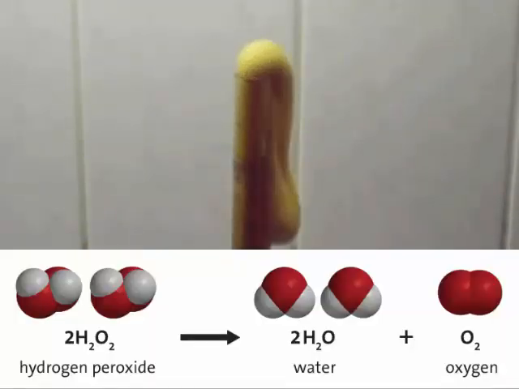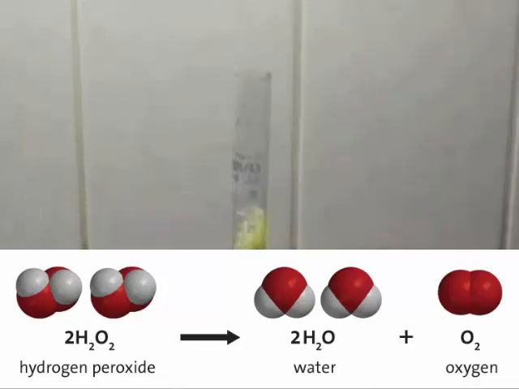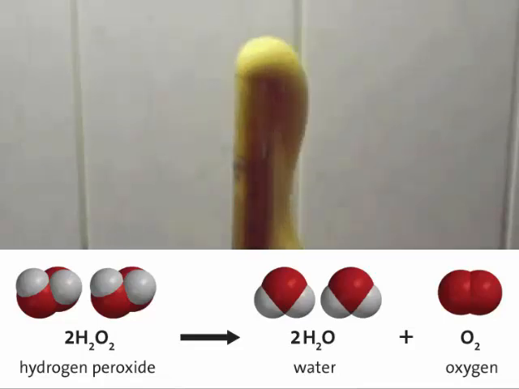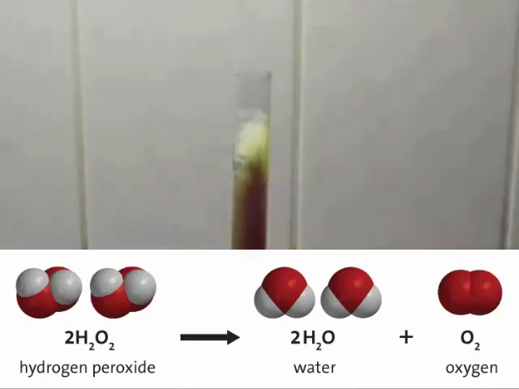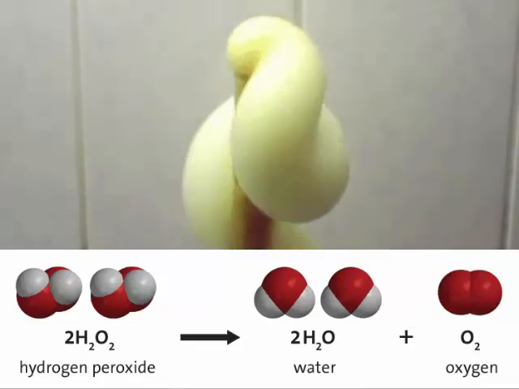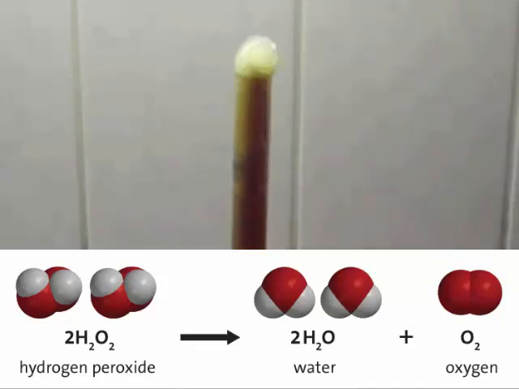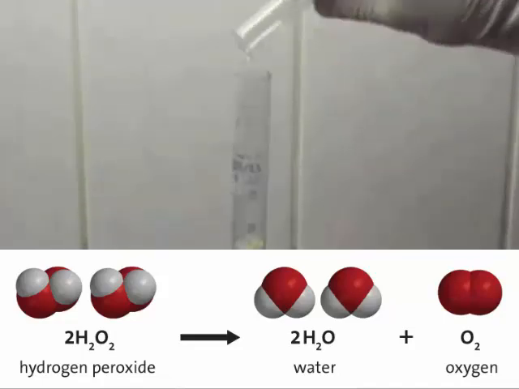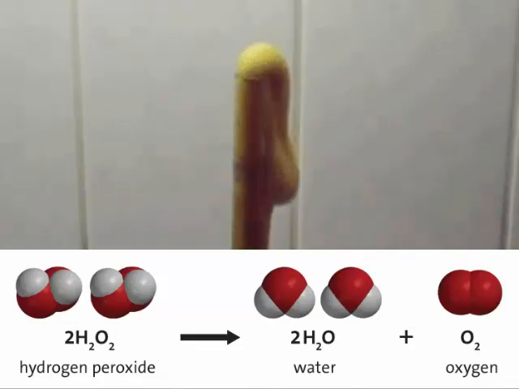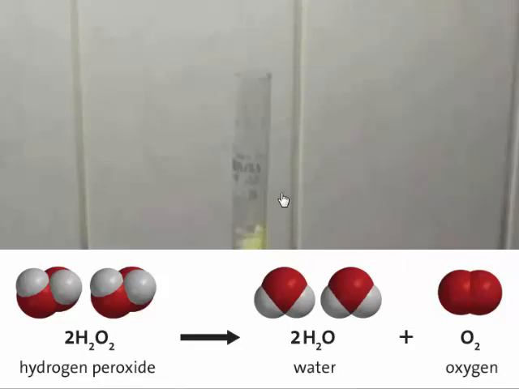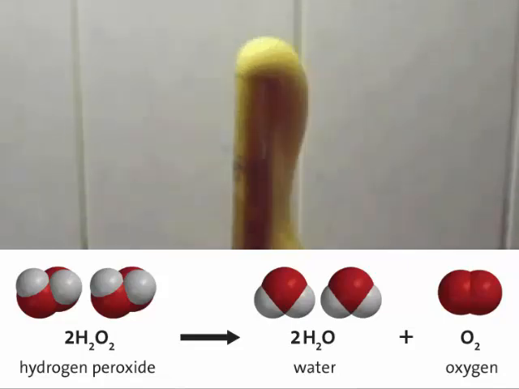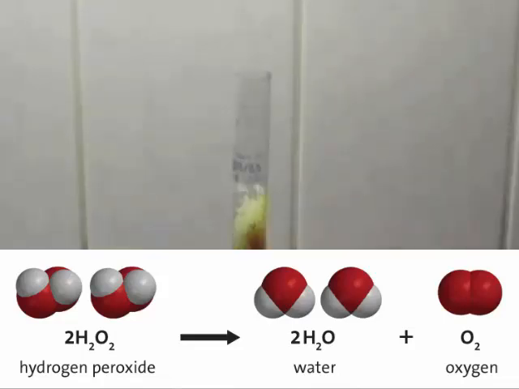H2O2 is hydrogen peroxide, and it breaks itself down from H2O2 to water and oxygen. Oxygen's a gas. When the potassium iodide is added to the hydrogen peroxide, it starts decomposing really quickly, and it starts releasing this massive amount of oxygen. The dish soap serves to capture the oxygen.